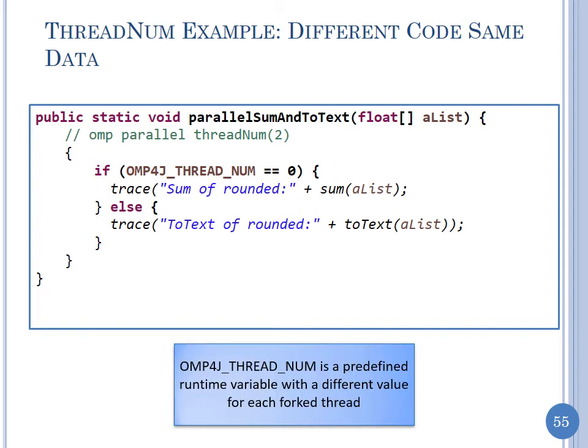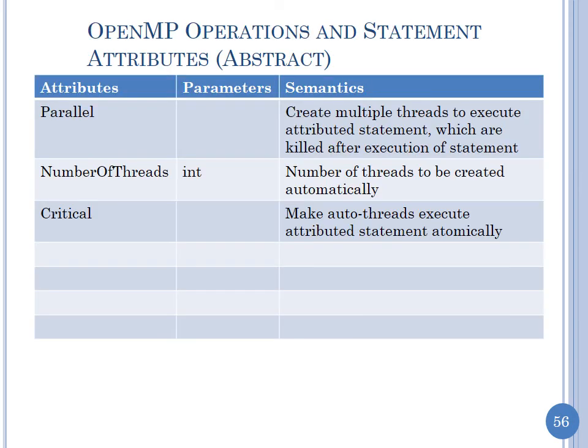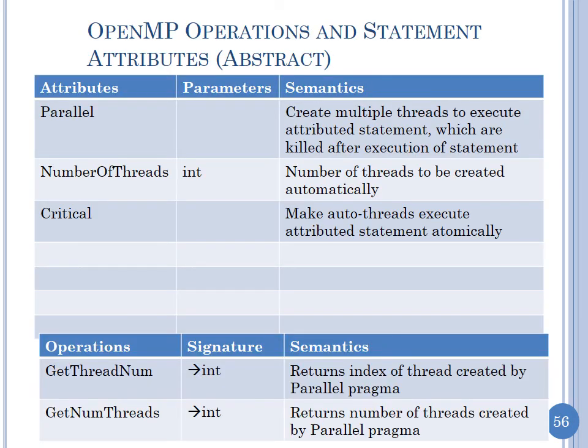So OMP4J thread num is a predefined runtime variable with a different value for each fork thread. So what we've done is that we have our declarative constructs with attributes, and what we've also done is now added some operations, some procedural abstraction, and there are two things we really want to know. We want to know how many threads were created and what is the thread num. Okay, they're both related things. So this facility exists in general in OMP.